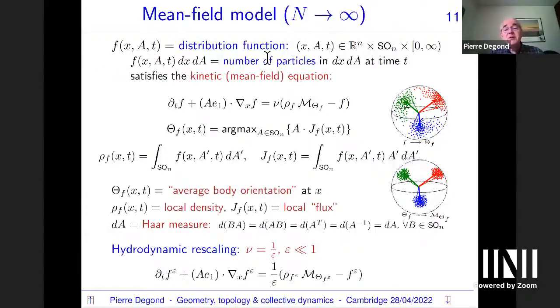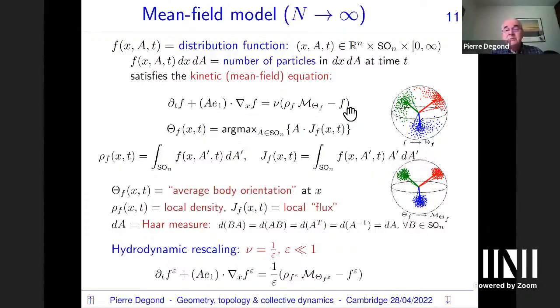which is describing the probability distribution function of particles having position x and, say, rotation or frame a at time t. And so it satisfies this kinetic equation, as it's actually quite natural. You have the left-hand side, which tells you that particles move with a self-propulsion speed corresponding to the first vector of their frame, which is the first reference vector mapped by the rotation a. A is the current variable I'm considering, so f depends on a here. So it's a variable of f.